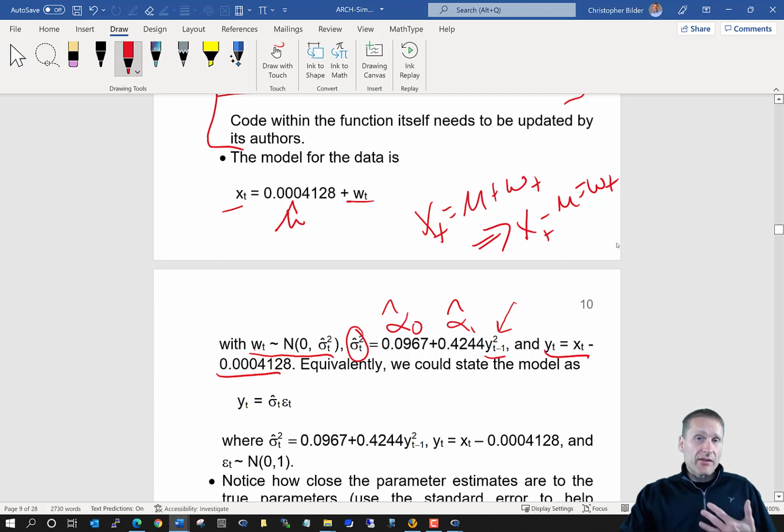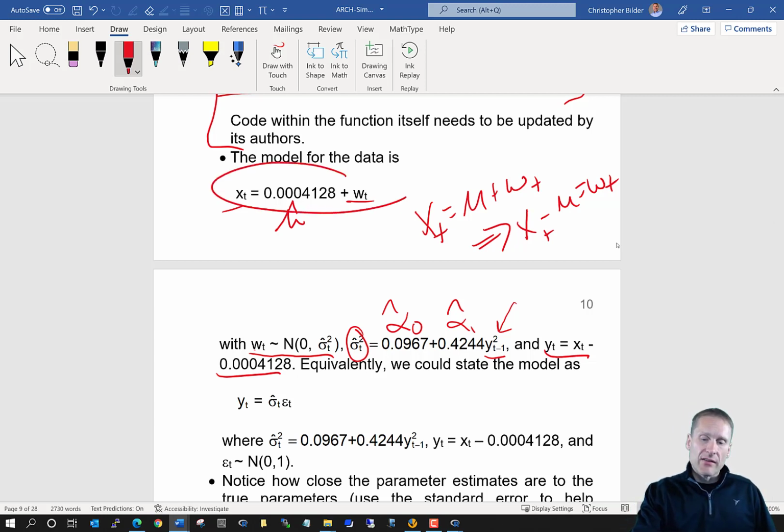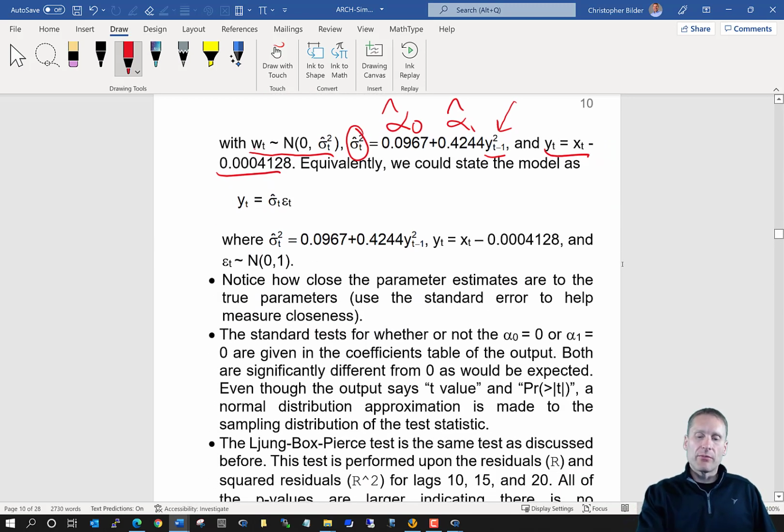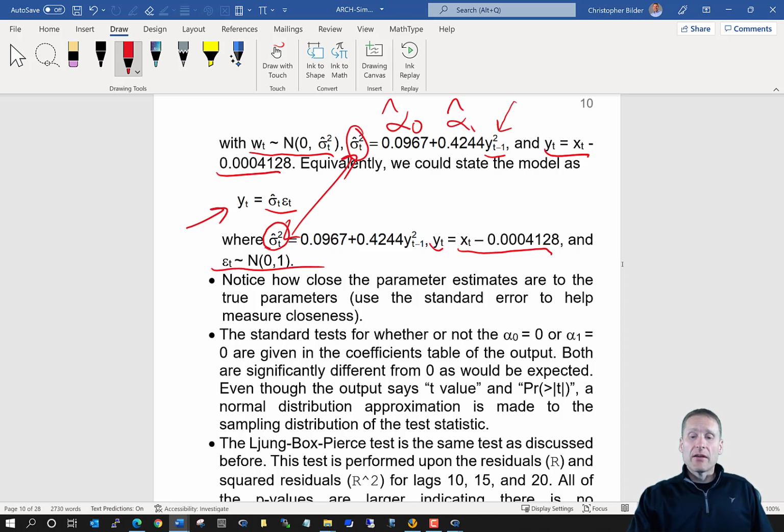Equivalently, in this kind of a simple setting, since this is essentially our ARMA(0,0) model, we could also just simply state the model like this. Y sub t, our mean adjusted version of x of t, is sigma hat t times epsilon sub t, where here's my sigma hat t squared once again. Y sub t is x of t minus mu hat, and we say that epsilon sub t is distributed independent, so I should have had independent here, independent normal with mean 0, variance 1.